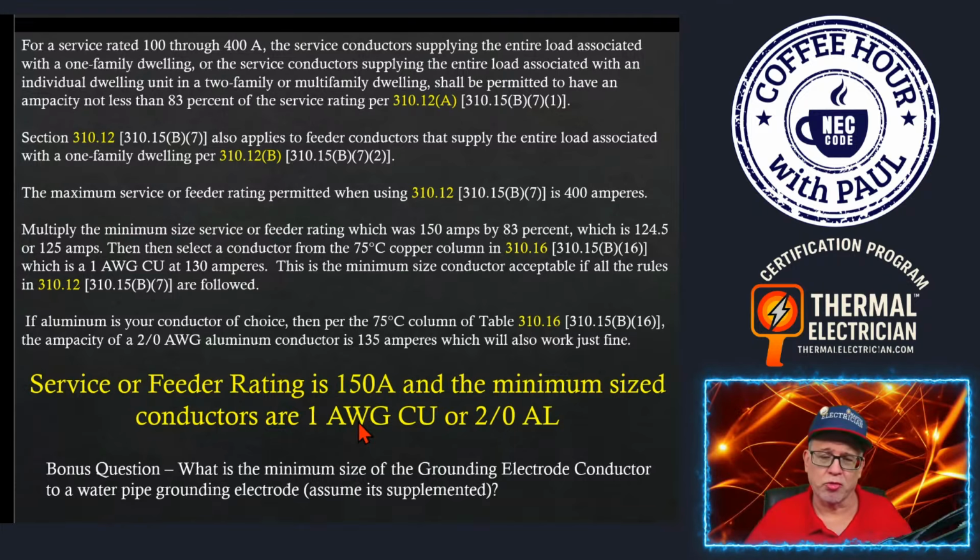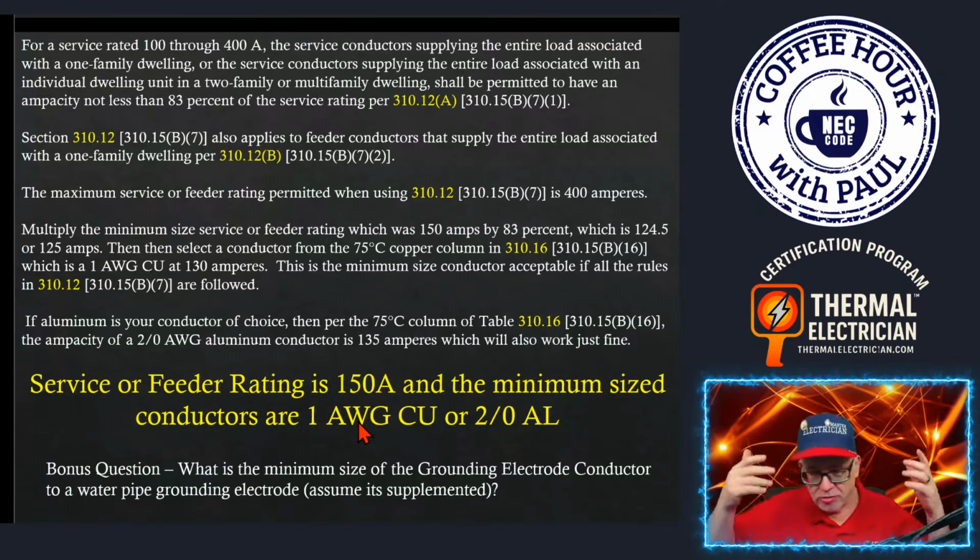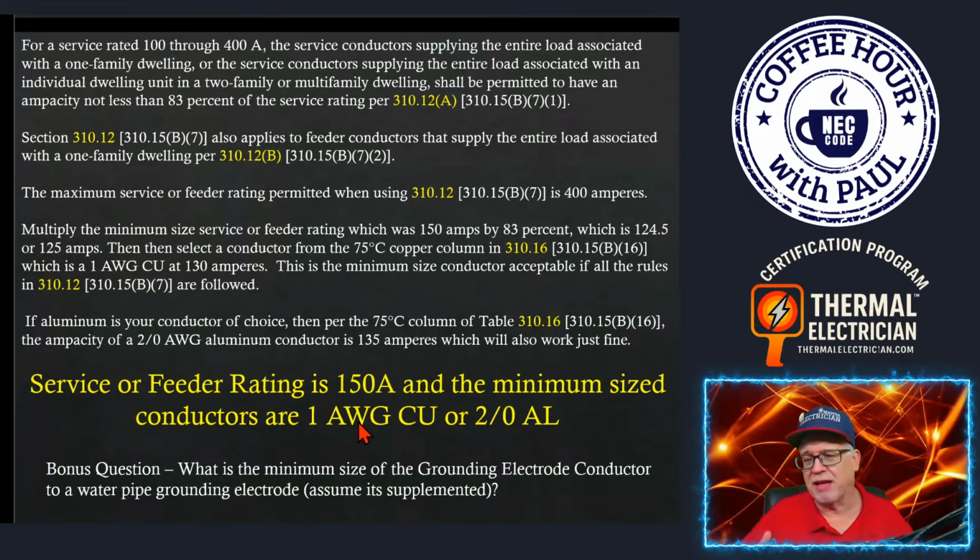If you want to make the neutral the same size as the ungrounded conductors and call it a day, you can do that if you want as well. Maybe you're saying, well, I'm doing aluminum. I'm already buying a bunch of this 1-aught anyway, and I can re-identify the conductors with the white tape. Then I'll just buy the right amount of 1 gauge copper. Okay. I'm a frugal electrician.